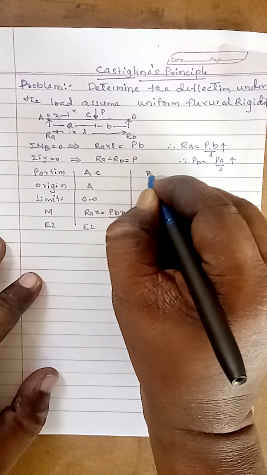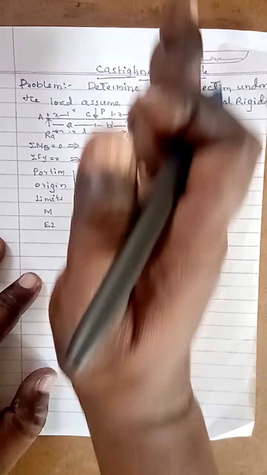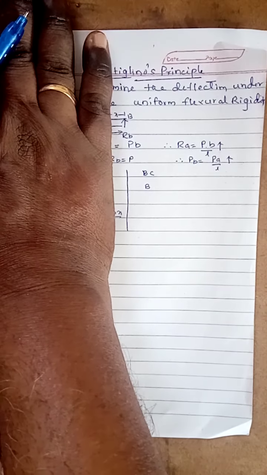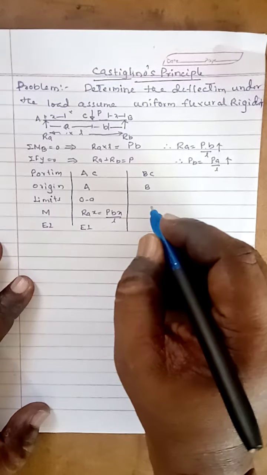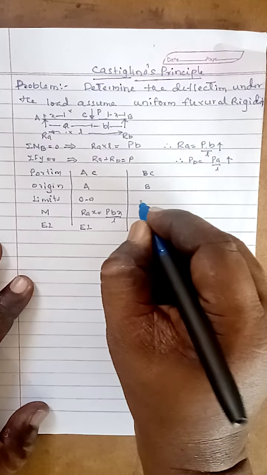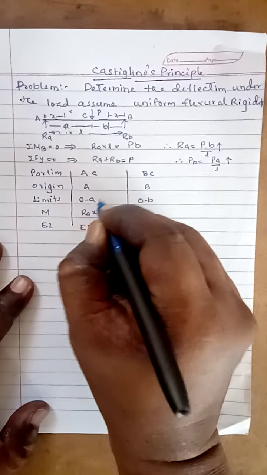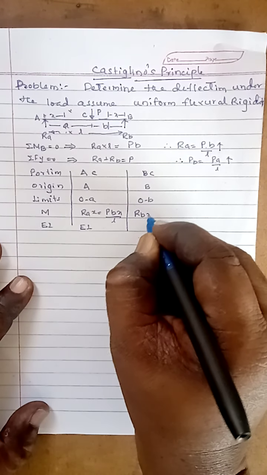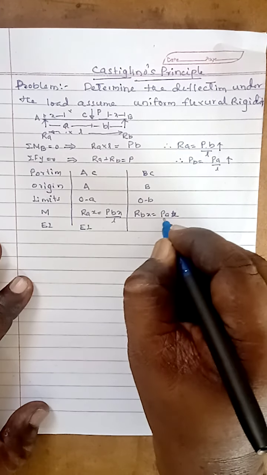Then in portion BC, if you consider a section at a distance of X from B, either you may consider this part or this part. Now I will consider the right part by closing the left portion. Then there is only one reaction RB. X is variable, X varies from 0 at B and it is maximum at C. Then the limits are 0 to B. Then the bending moment is RB into X, that equals PAX by L.